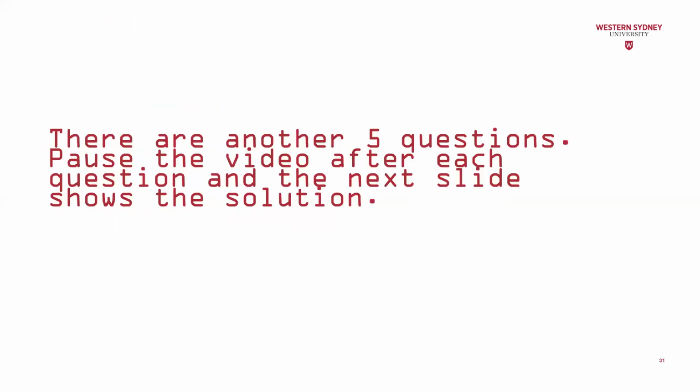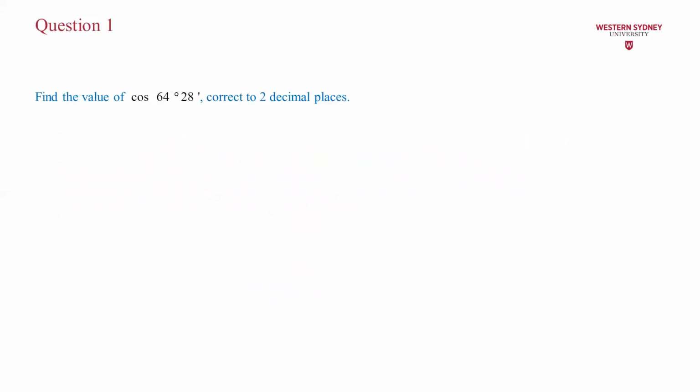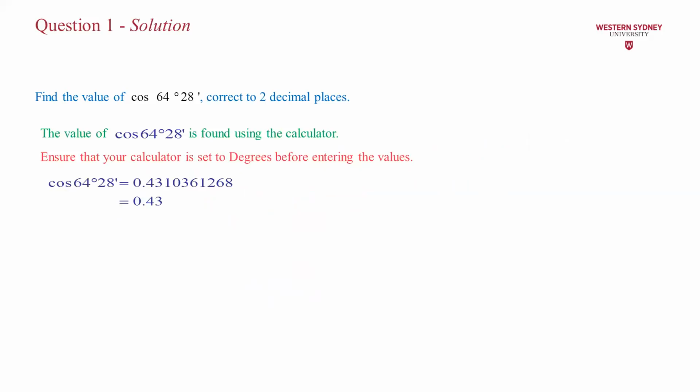There are another 5 questions for you to answer. Again, pause the video after each question and then the next slide will show the solution. Question 1. Find the value of cos 64 degrees 28 minutes correct to 2 decimal places. Pause the video now. Using your calculator, the value is 0.343 to 2 decimal places. Remember that you need to use the shift, inverse or second function button on your calculator to get the angle.